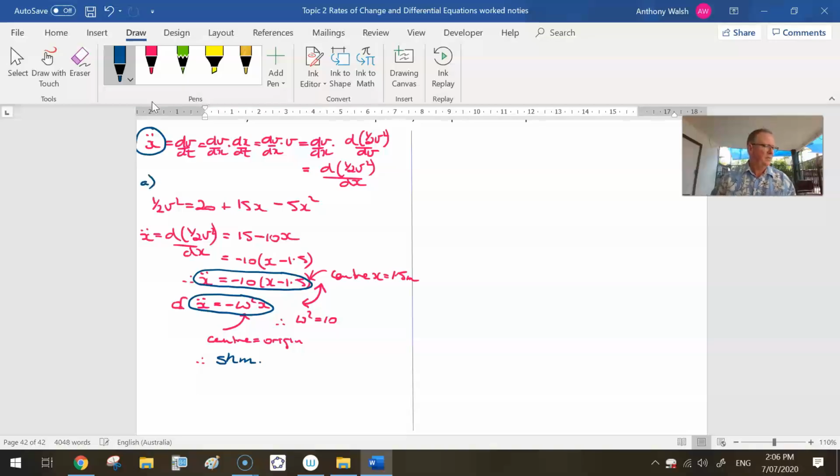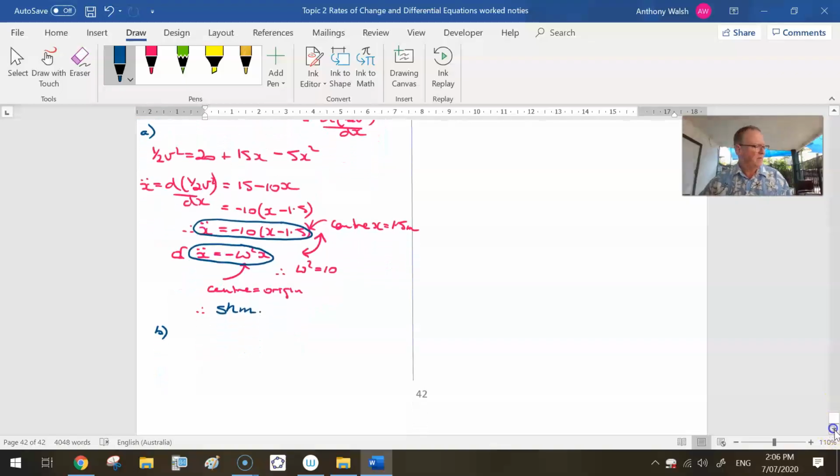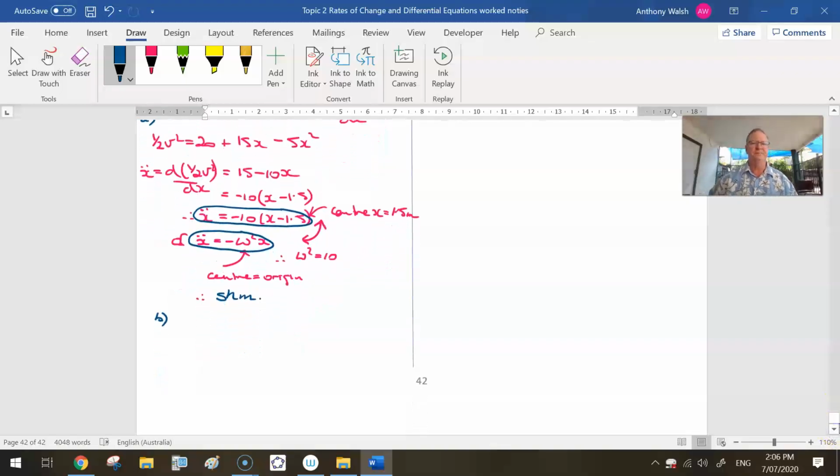What about B? Determine the mean position, the amplitude, and the period. Which means find everything. Well, okay, again, what do we know? Comparing our equation, acceleration is equal to negative 10 (x minus 1.5), we know that the 10 outside the brackets is equal to our omega squared. So that means that omega is equal to root 10.